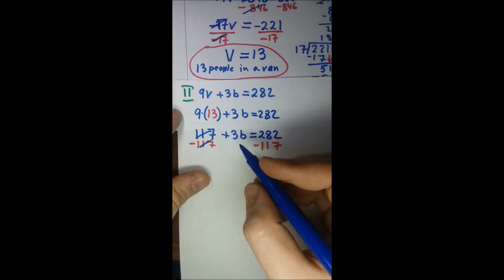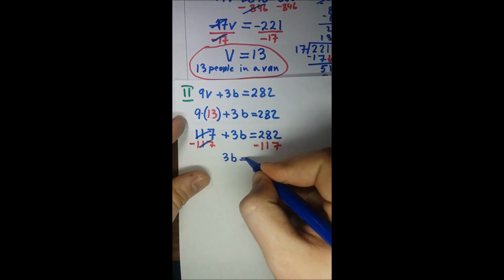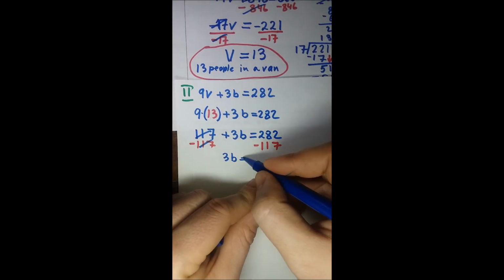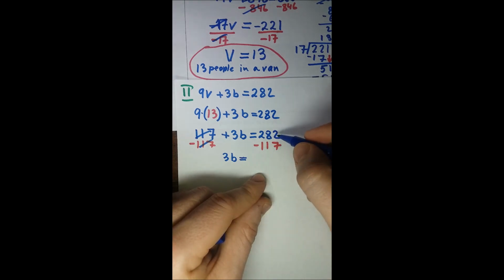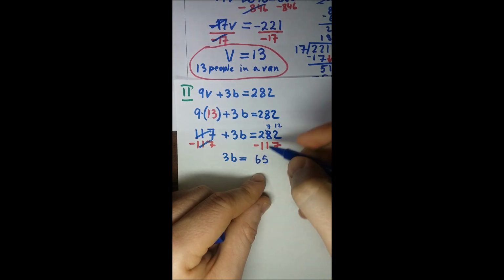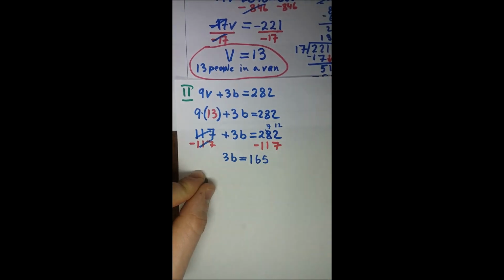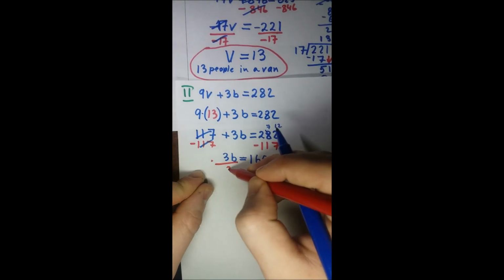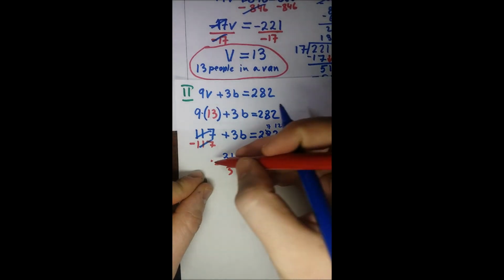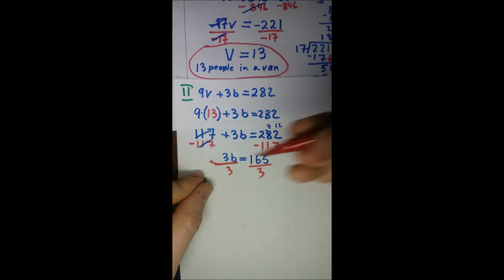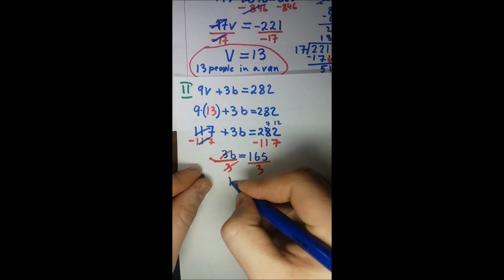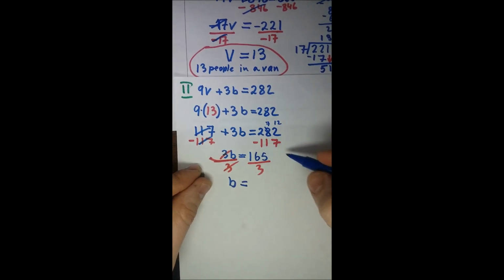So 3B equals 282 minus 117. I'm going to try to do it in my head. So 12. We borrow 1 from 8. So it's going to be a 7 now. 12 minus 7 is 5. 7 minus 1 is 6. And 2 minus 1 is 1. 165. Now we need to divide that by 3. Okay, so these 3's are gone, almost the answer. B equals 165 divided by 3.